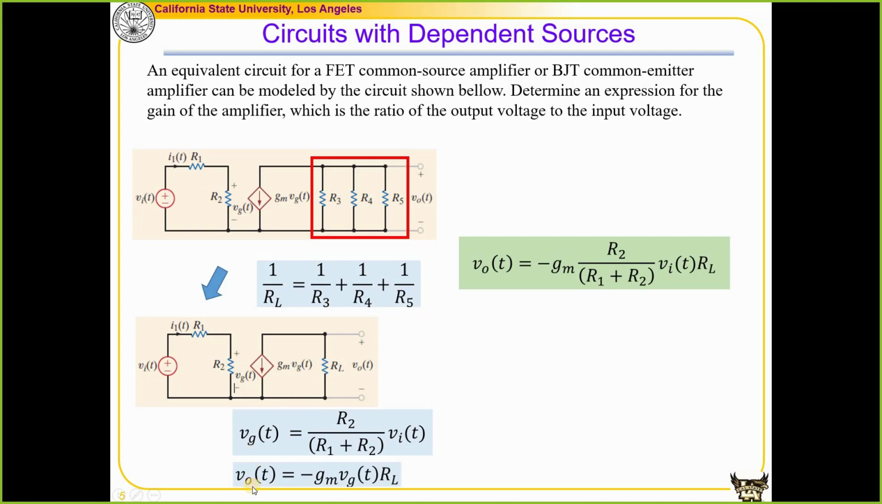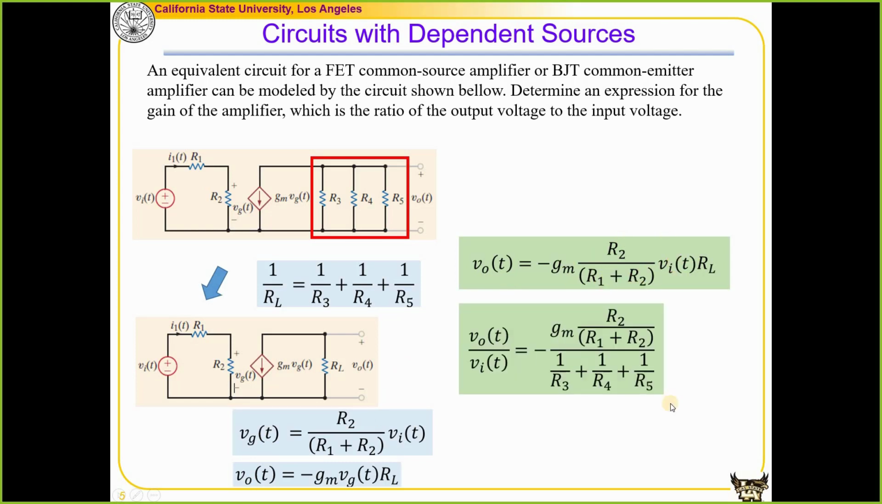So now we have VG and we also have VO. We can find the ratio. VO divided by VG will give us this expression. So this is the amplification gain.